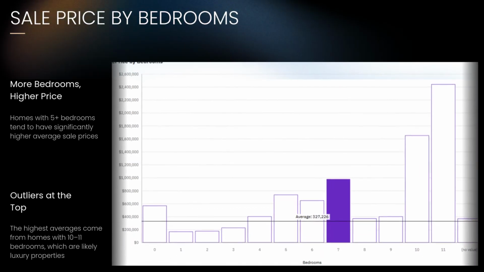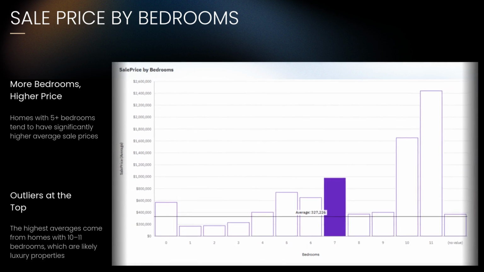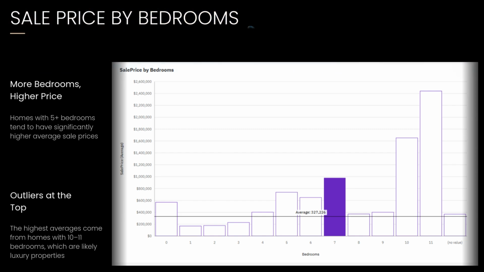This chart shows the relationship between sales price and bedroom count. We see that once you hit 5 bedrooms, the price climbs significantly, and the 10 and 11 bedroom homes really spike the average. These are rare but powerful outliers. There's also a small category labeled no value, which means that the bedroom count wasn't recorded. These are considered missing data. On the lower end, homes with 0 to 2 bedrooms had the lowest average sales price, which fits with the expectations for smaller or entry level properties.